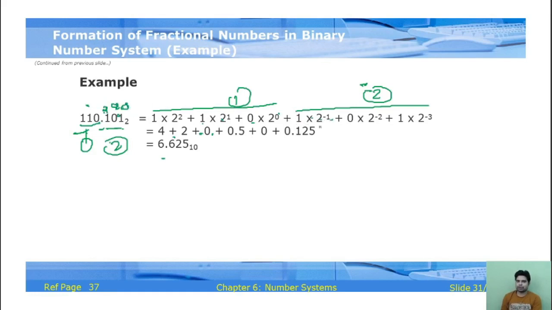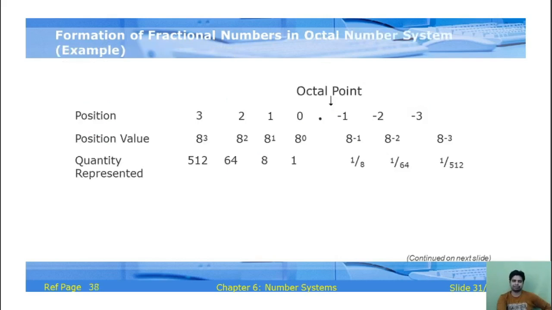plus the second number 0 times 2 to the power minus 2, plus the third number 1 times 2 to the power minus 3. So this can be written as 0.5, 0, and 0.125, and when we add them together we get 6.625. So this is the conversion, the formation of a fractional number in a binary number system. That is the example.